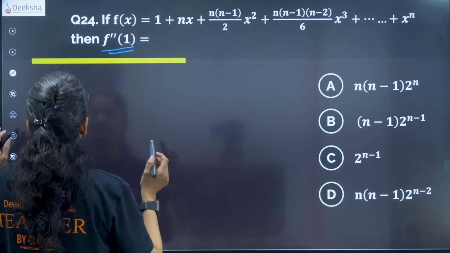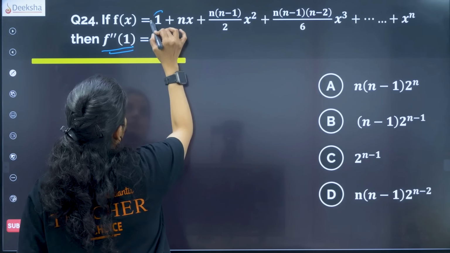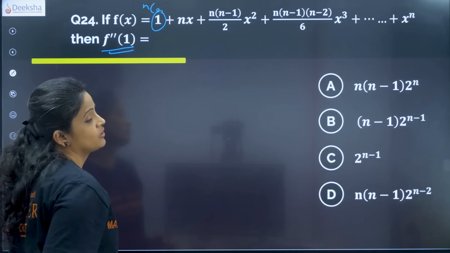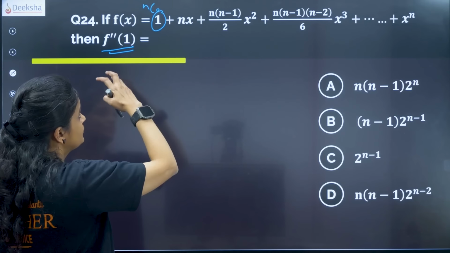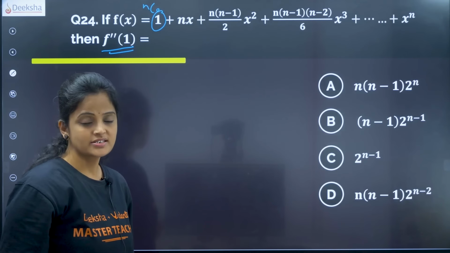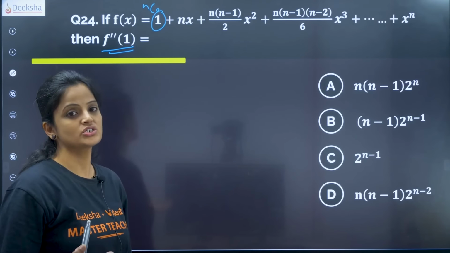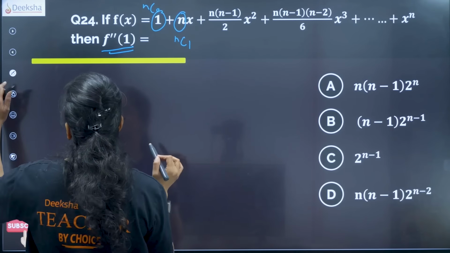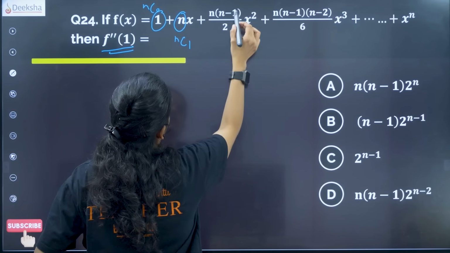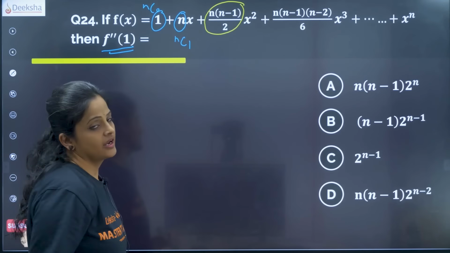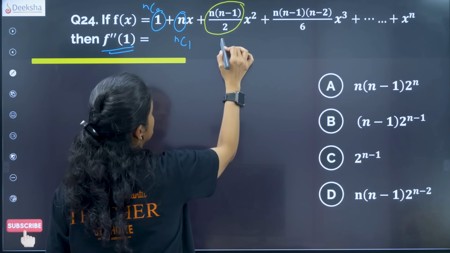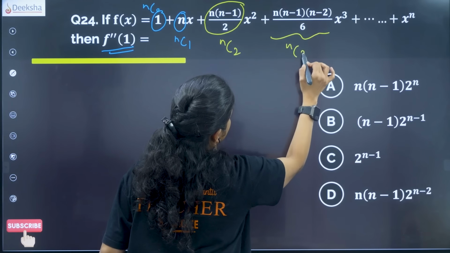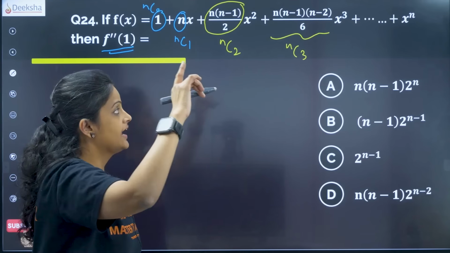Okay. If you observe this, 1 can be written as nc naught. nc naught is 1, right? So if the function is going like this, you understand it is a binomial expansion, that's all. N is because of nc1, n into n minus 1 by 2 is because of nc2, and this term is because of nc3. It is going on and on till ncn.